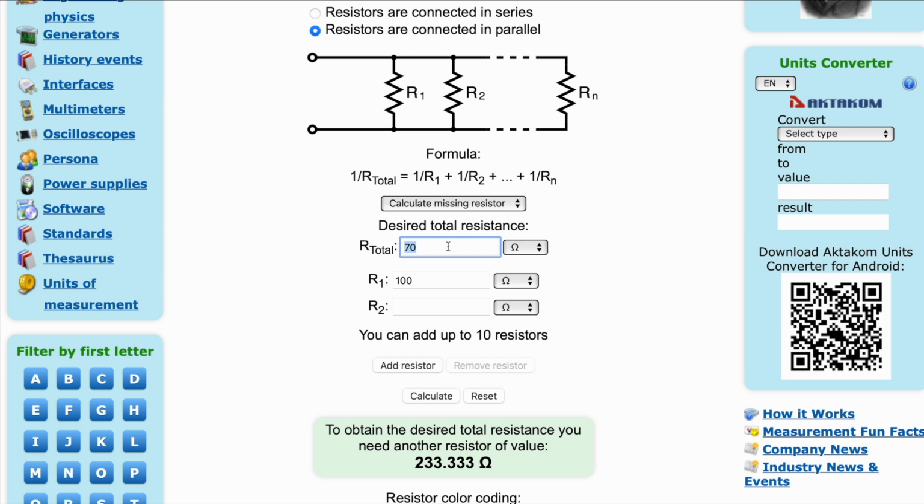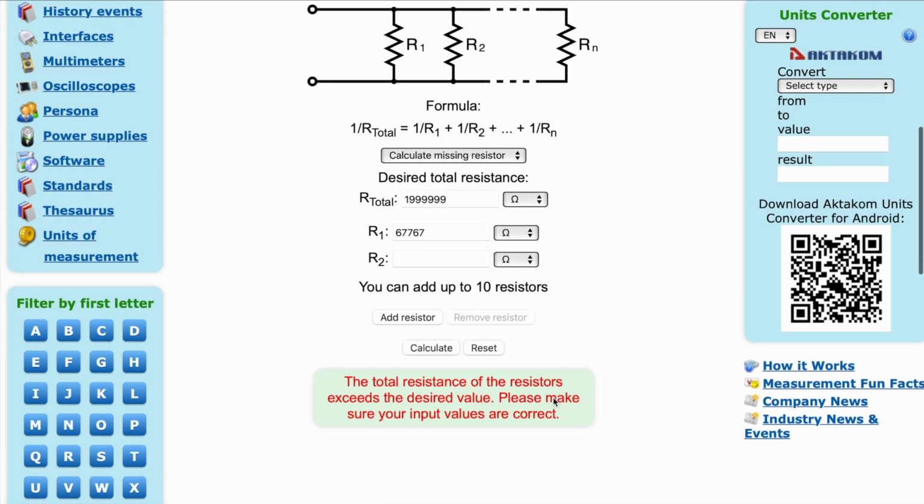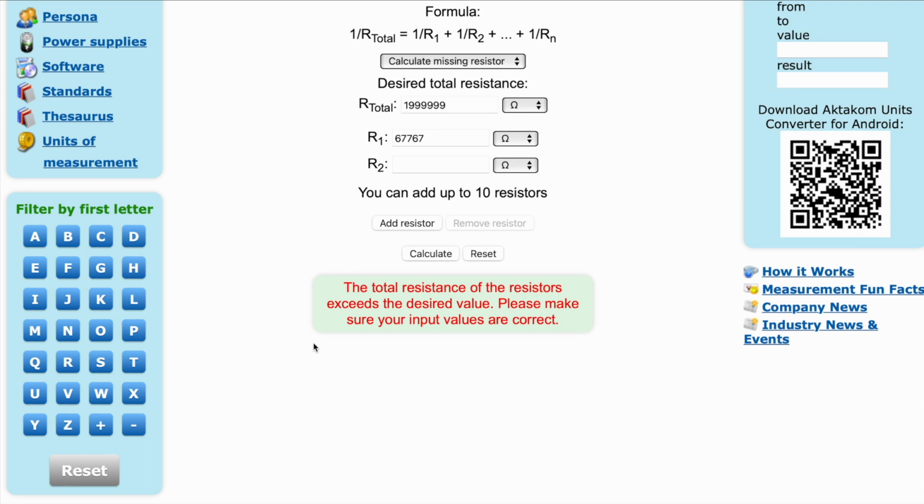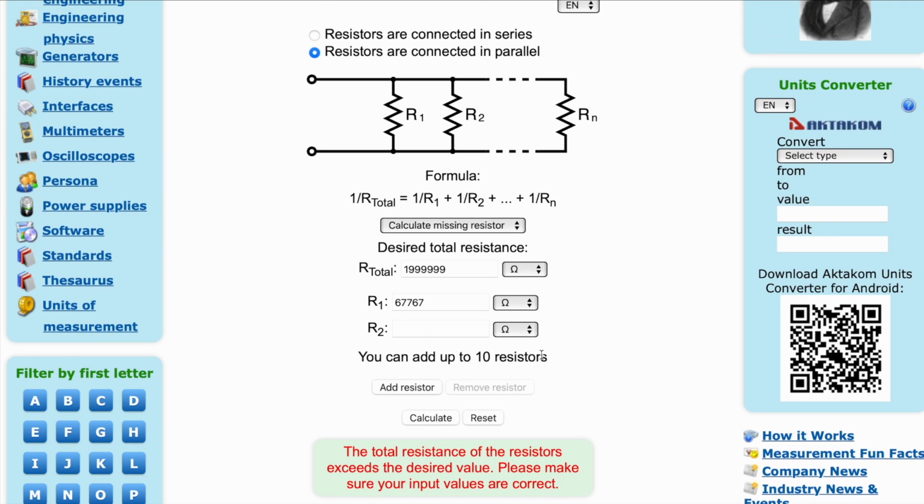When calculating, the correctness of the input is checked, and if there is an error, a message will appear: the total resistance of the resistors exceeds the desired value. Please make sure your input values are correct. When calculating, you can select up to 10 resistors.